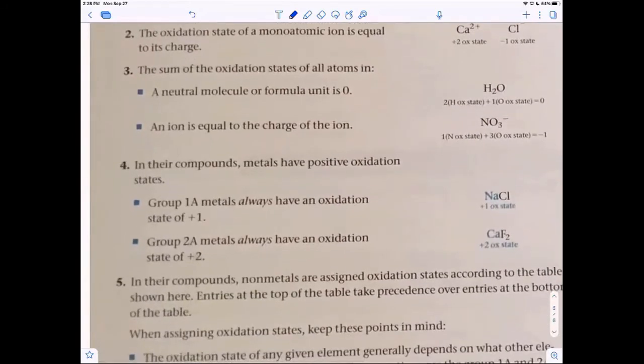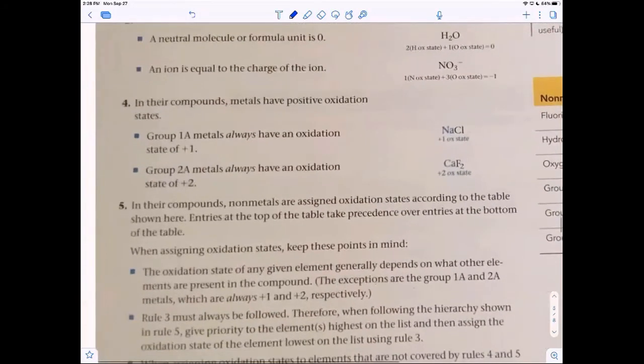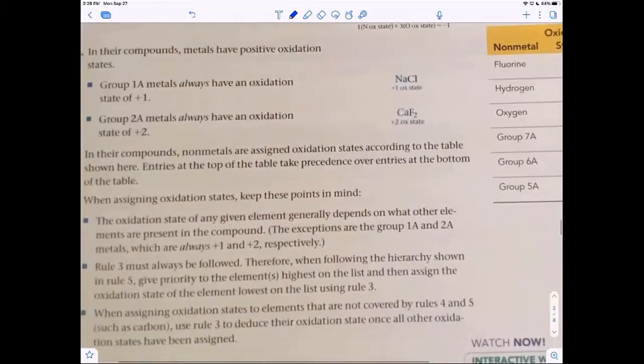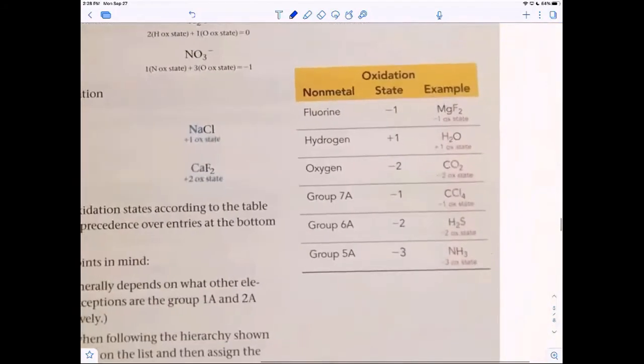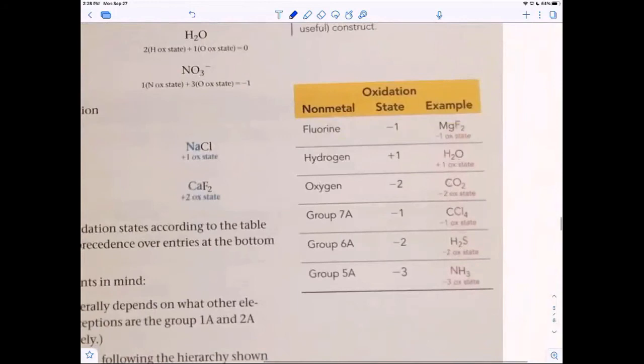Rule number 4, alkalis in a compound always have an oxidation state of +1. Alkaline earths have an oxidation state of +2. And then rule number 5, follow this chart. And here's a chart. Fluorine tends to be -1, hydrogen tends to be +1, oxygen tends to be -2, halogens tend to be -1, oxygen family tends to be -2, nitrogen family tends to be -3. So those are the general rules there.